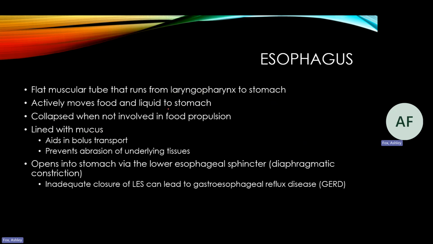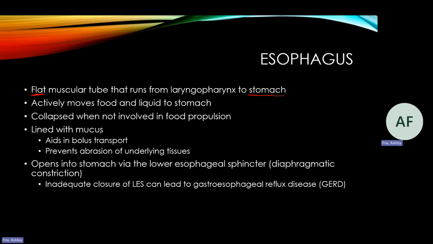The esophagus is a muscular tube as well, made up of skeletal muscle and smooth muscle. It goes from the laryngopharynx and connects it to the stomach through the thoracic cavity. It's a flat tube, meaning it flattens down when it's not filled. This is going to move food or liquid, whether you're eating or drinking, to the stomach. And like I said, it just flattens or collapses when nothing's in it.